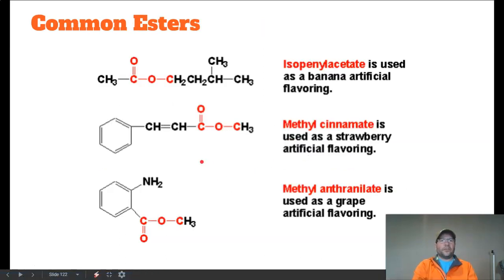Okay, we're on to esters. One third of the way done here. Here's your ester. Remember, it's going to have a carbonyl group, and then it's got the OC coming off here. So isopentyl acetate, if you want to do some artificial banana flavoring, I want this to taste like bananas, you'll use that right there. If you want something to taste like strawberries, you've got that right there. Methyl cinnamate, I don't know why it doesn't taste like cinnamon, but it's going to taste like strawberries. And then finally, you've got this one here, methyl anthranilate, which is for grape flavoring.